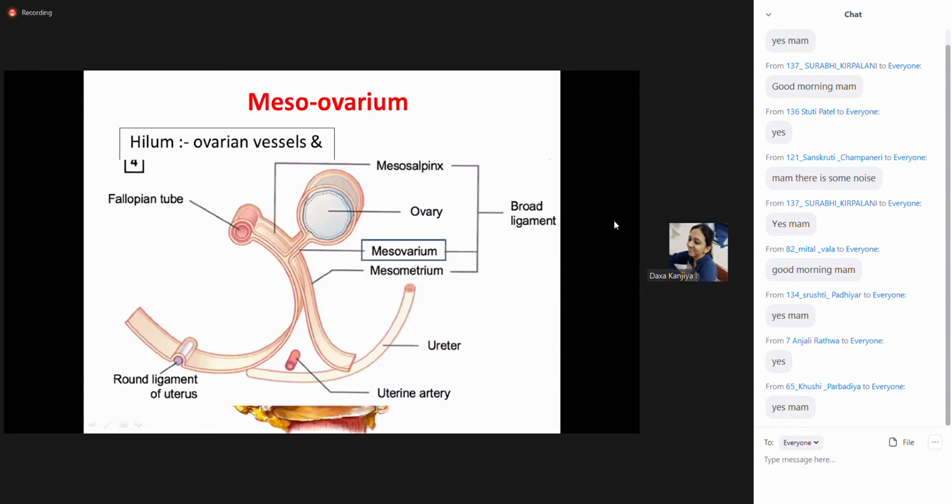And if you see the mesoovarium, which is derived from the posterior layer. See, this is the posterior layer, and this one is the anterior layer. The rest of the portion, these are the mesosalpinx, mesometrium, and the suspensory ligament of ovary. These are derived from both anterior as well as the posterior layer of broad ligament. But this mesoovarium is only derived from the posterior layer, and it covers the ovary.